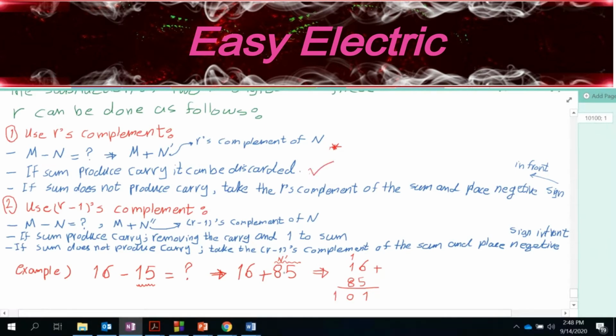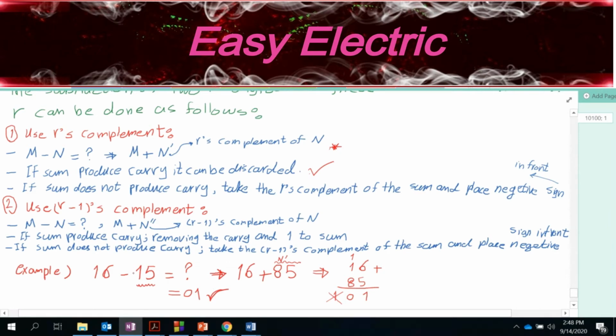The second one does not carry. Here you have a carry because this is 2-bit, this is 2-bit, and what you got is 3-bit. If the sum produces a carry, what I need to do is discard it. So you just ignore this. Whatever you have, the rest should be 16 minus 15, which is 01. So 16 minus 15 is 1. Yes, that's right. So it works.